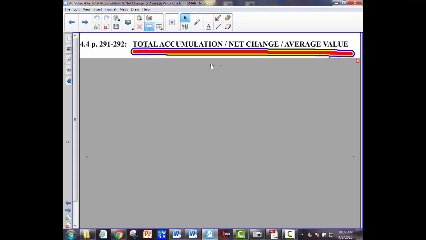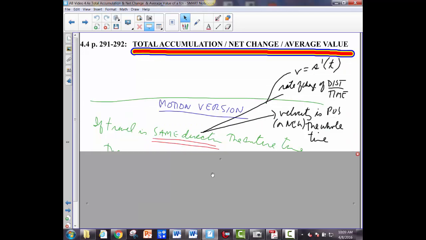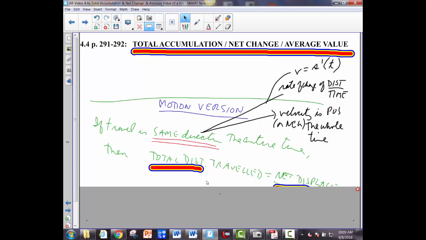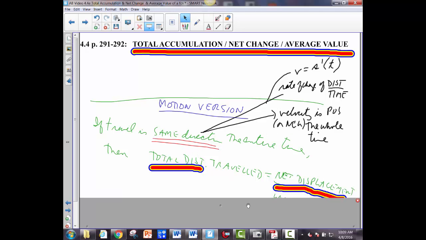Okay, so we're going to look at this in two ways. One is looking at it from the standpoint of motion, and then we're just going to look at whatever is accumulating. So if you go back to the motion version, if an object, a car, or a person travels in the same direction the entire time, which means that the velocity is either positive the whole time or negative the whole time, then the total distance that they will travel is the same as their net displacement.